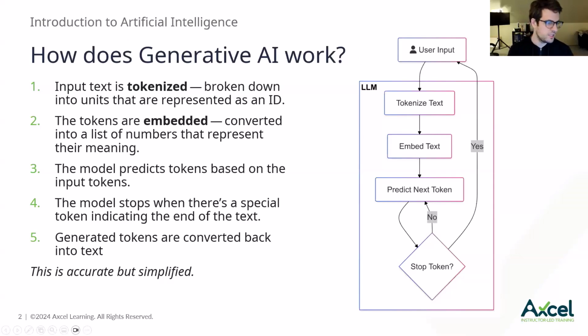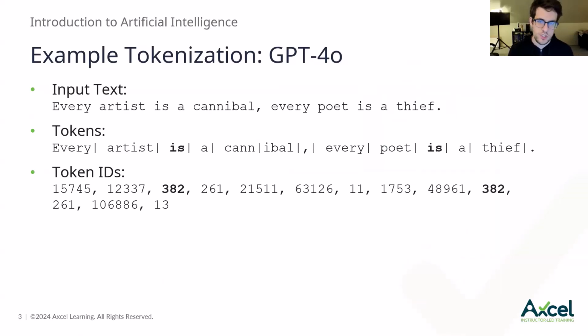So let me step through this in a little bit more detail. We're going to be working with GPT-4o Mini today, which is just a really cheap version of GPT-4o. A little bit less capable, but still very powerful. And if we were to give it the input text, every artist is a cannibal, every poet is a thief, which if you know that reference, I'd love to see it in the chat. We would first tokenize that, and we can see here the tokens are divided by these pipe symbols. So we have every, and then space artist, space is, space a, space can, and then ibble. So here we have the word cannibals divided up into 2 different tokens.